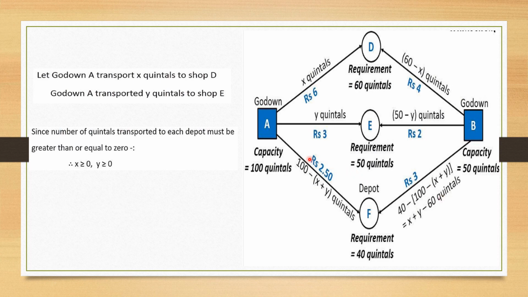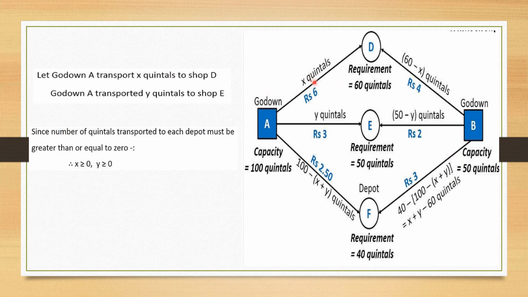Now, how will I frame the corresponding linear constraints? Since the number of quintals transported to each depot must be greater than or equal to 0, X is greater than or equal to 0 and Y is greater than or equal to 0. There are two godowns. What can happen is that A is supplying X quintals, this is supplying Y quintals, and whatever is remaining it is supplying to F. Maybe some ration shop has fulfilled its requirement from only one godown, and it is not requiring anything from the other godown. So the basic thing is that whatever interaction we have between these ration shops and these godowns, everything we got here is positive.